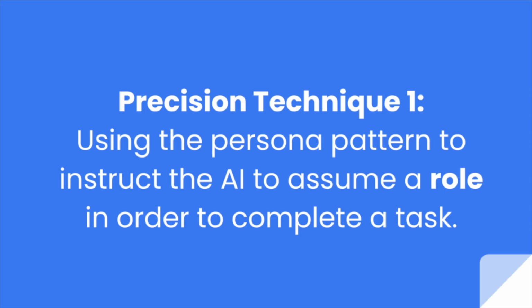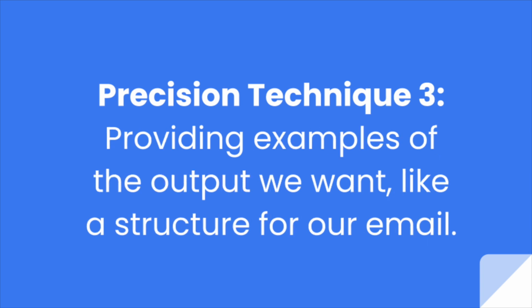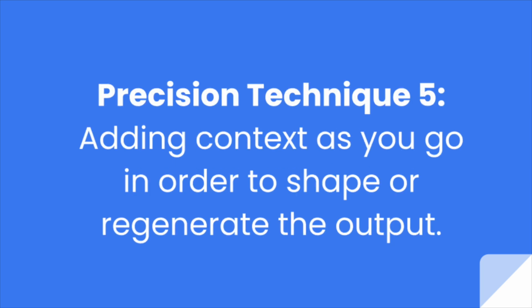So to recap, some precision techniques you can use include using the persona pattern to instruct the AI to assume a role in order to complete a task. Instructing the AI to assume related roles relevant to the task for a better output. Providing examples of the output we want, like a structure for our email. Introducing new information that is not in the AI's training data to help it accomplish a task. Things like links to specific pages, custom data, or context. Adding context as you go in order to shape or regenerate the output.